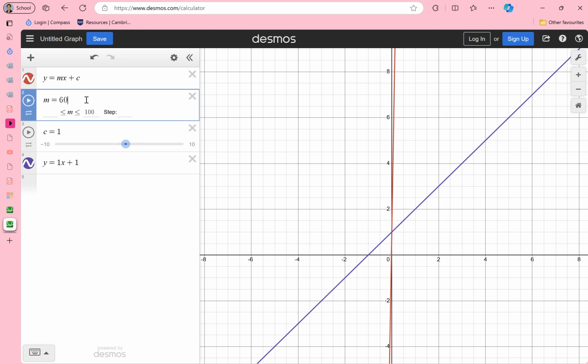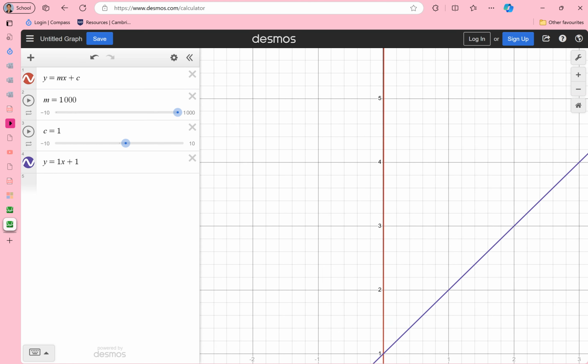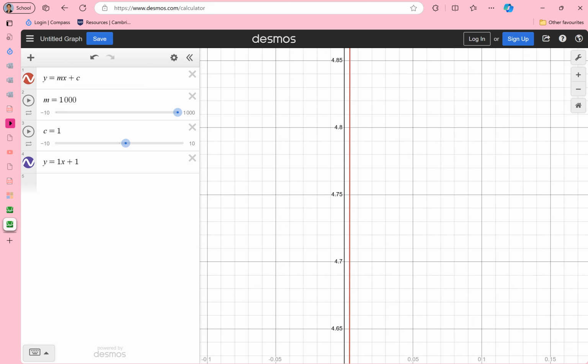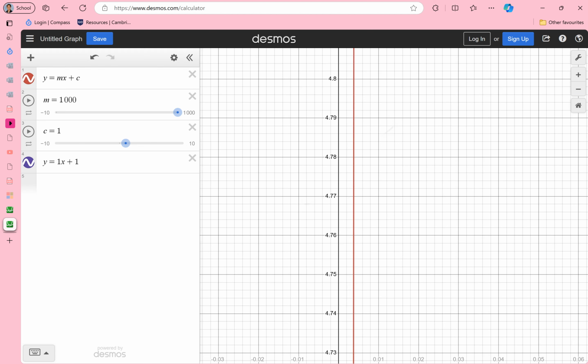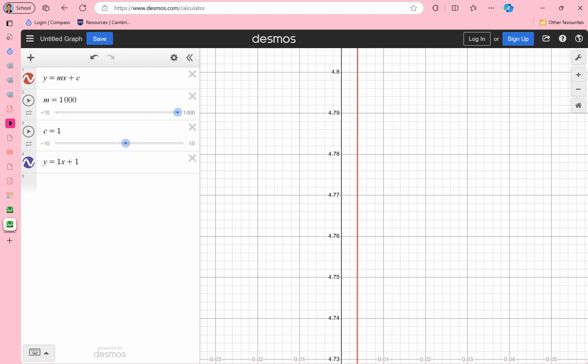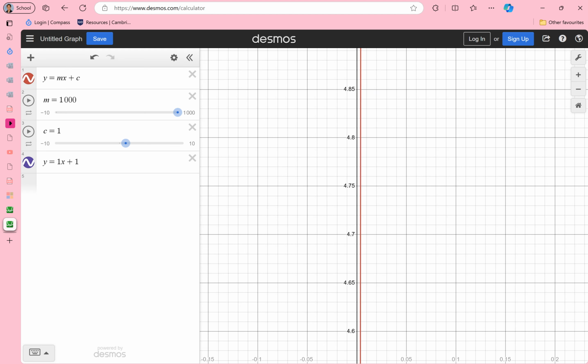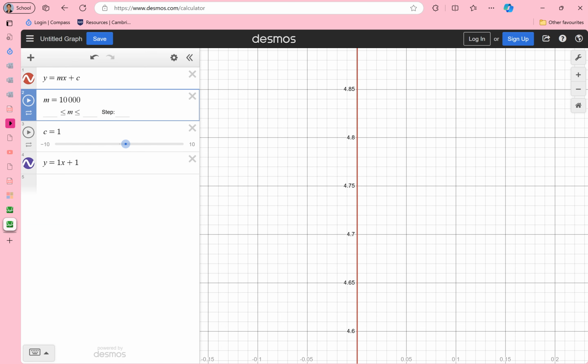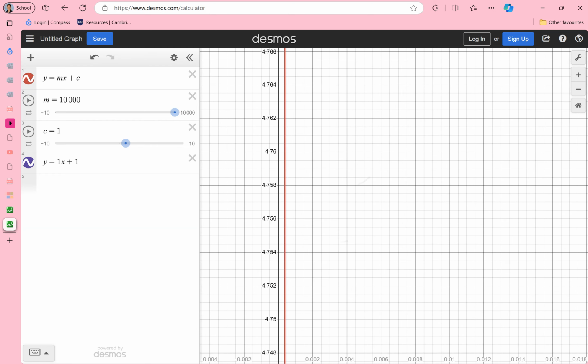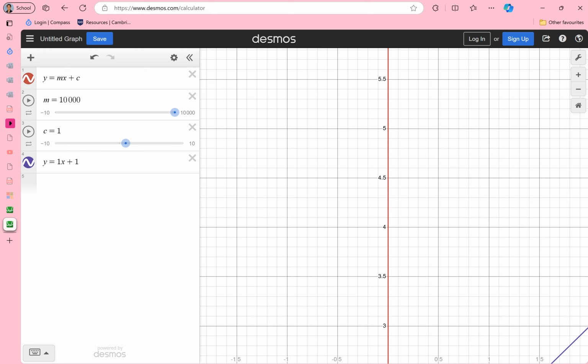If m is 60, you can see that the line is so close to the y-axis, but it's still not actually equal to the y-axis. Even if I increase it to 1000, which actually looks vertical, doesn't it? But if you look closer, let's zoom in, it's very steep, but it's not actually touching the y-axis, is it? There's still a little gap there. Even if I change to 10,000, it looks like it touches, but if you zoom in again, you can see there's always a gap. So that's what m does. m makes it very, very steep.